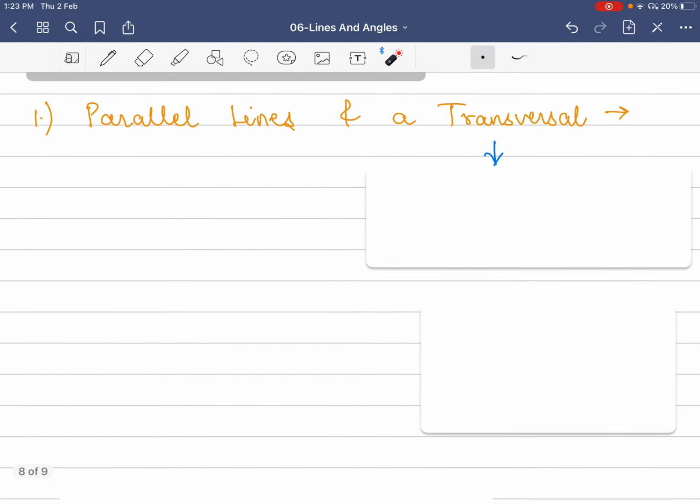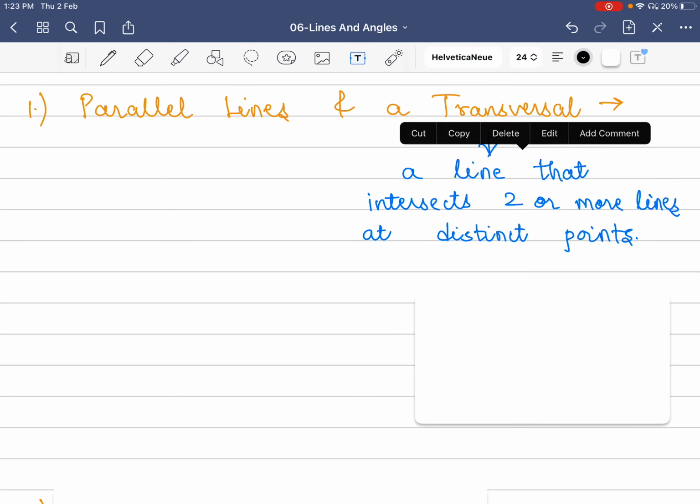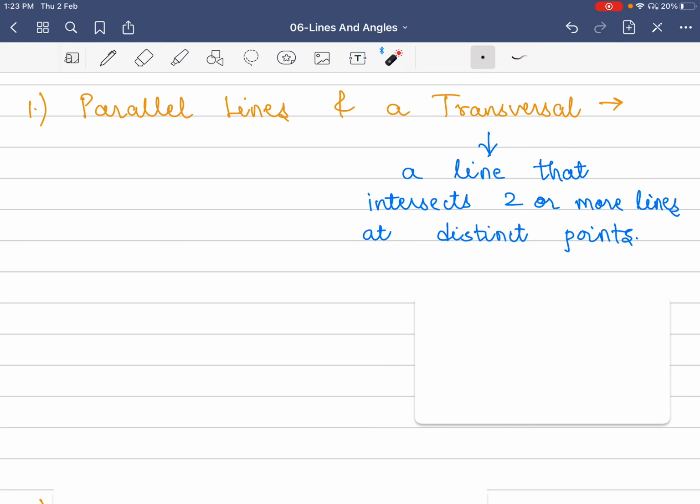Now before we move on, let us first see the definition of a transversal. So I'm going to remove this. Yes. So let's read this out. A transversal is a line that intersects two or more lines at distinct points. Okay, quite simple. I'm going to highlight the keywords. The keywords are two or more lines at distinct points.